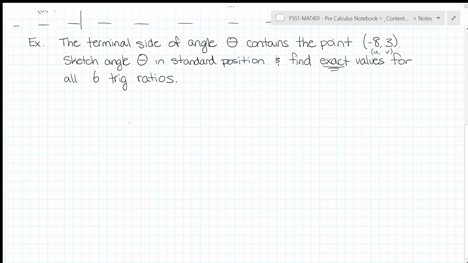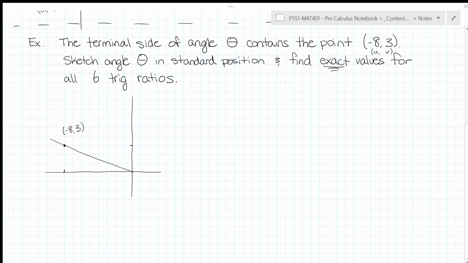So when you're sketching that, it's helpful to think about that in advance, like where are you going, so you're not ending up with a whole bunch of dead space. So I'm going 1, 2, 3, 4, 5, 6, 7, 8 back in the U and 3 up in the V. I get this point out here that's -8, 3. Then I know that the terminal side of angle theta contains that point.